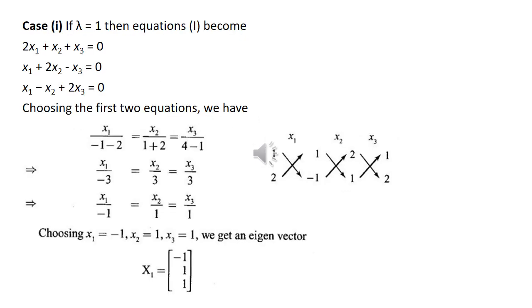So the first case is to find the eigenvector corresponding to the eigenvalue lambda equal to 1. By substituting lambda equal to 1 in the system of linear equations, we get 2x1 plus x2 plus x3 equal to 0, x1 plus 2x2 minus x3 equal to 0, x1 minus x2 plus 2x3 equal to 0. By solving these three equations, we get x1 equal to minus 1, x2 equal to 1, x3 equal to 1. So the eigenvector corresponding to lambda equal to 1 is minus 1, 1, 1.